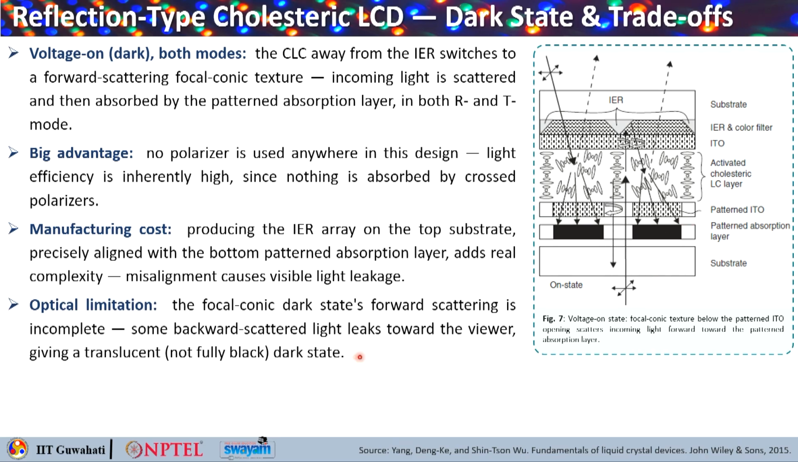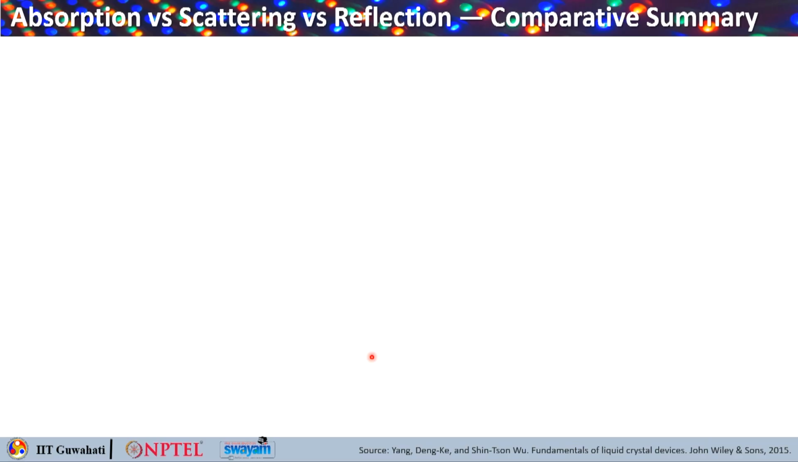This forward scattering focal conic dark state is never perfectly forward only in practice, because some fraction of the incident light is inevitably back scattered as well. That basically produces a translucent rather than a deep black dark state. Conceptually this is in the same category of problem that limited the pure scattering type liquid crystal gel design, which we discussed earlier, right?